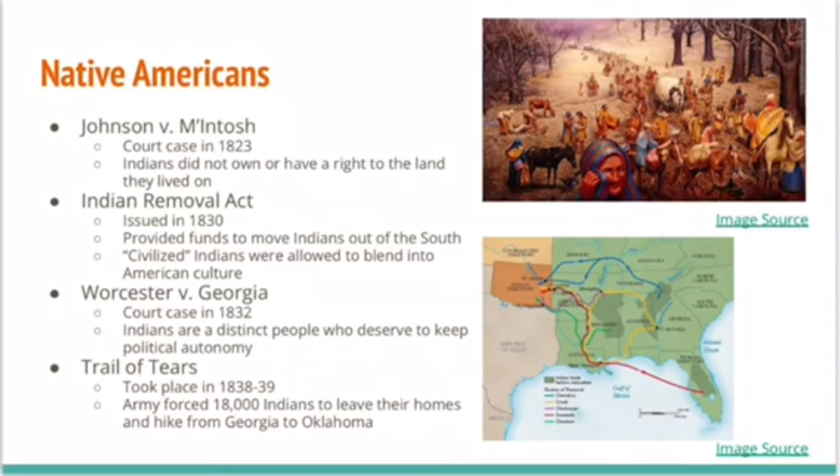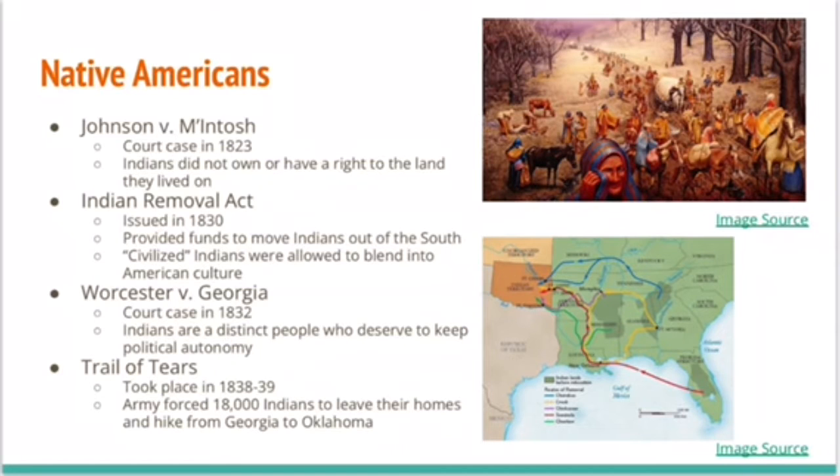Native Americans faced much discrimination during this time. The Indian Removal Act, which was issued in 1830, provided funds to move Indians out of the South. However, civilized Indians were allowed to assimilate into the American culture. One court case, Johnson v. McIntosh, said that Indians did not own or have a right to the land they lived on.